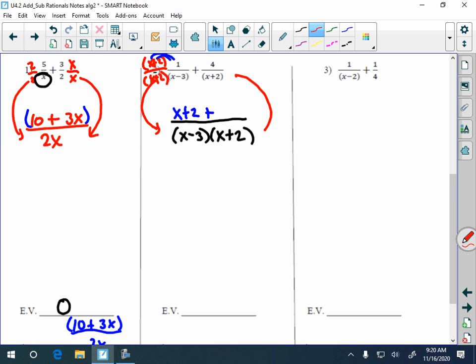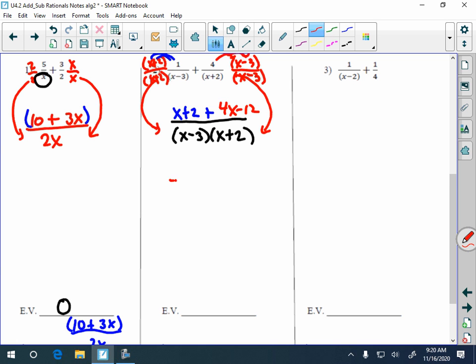Then you have to ask yourself, well, what's that second fraction missing? So what do you have to multiply x plus 2 by to make it x minus 3 times x plus 2? Well, it's missing an x minus 3, so that's what we have to multiply it by, x minus 3. So keep it in parentheses because you've got to distribute the 4 in. It's really important, so that becomes 4x minus 12.